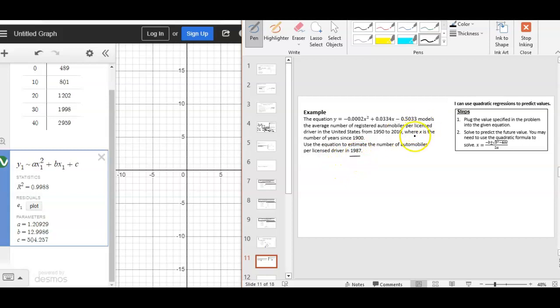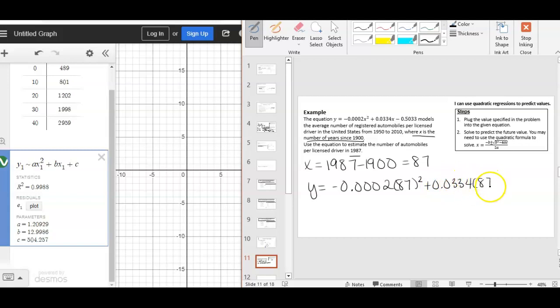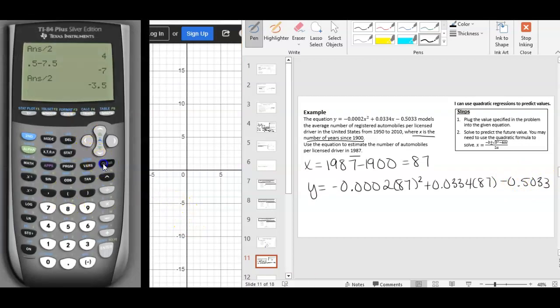So the key thing to notice here is that x is the number of years since 1900. So if we're talking about 1987, we're going to say, well, how many years after 1900 is that? And that is actually 87 years. So we're going to go to this equation and we're going to plug in 87 for x. So we have negative 0.0002 times 87 squared plus 0.0334 times 87 and then minus 0.5033. Okay, so I'm just going to enter this all into my calculator, just all on one line.